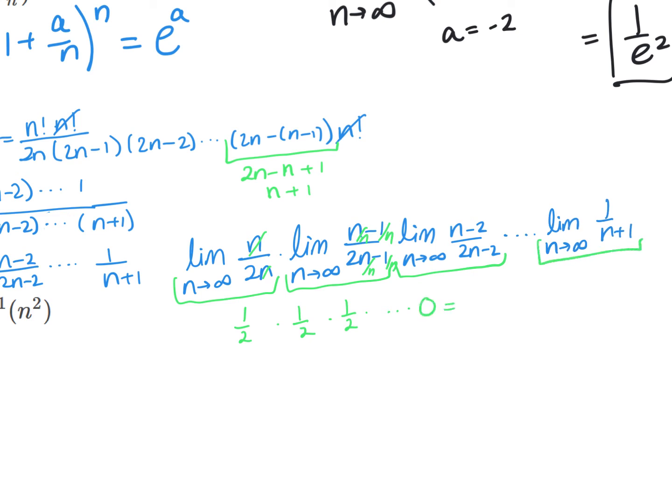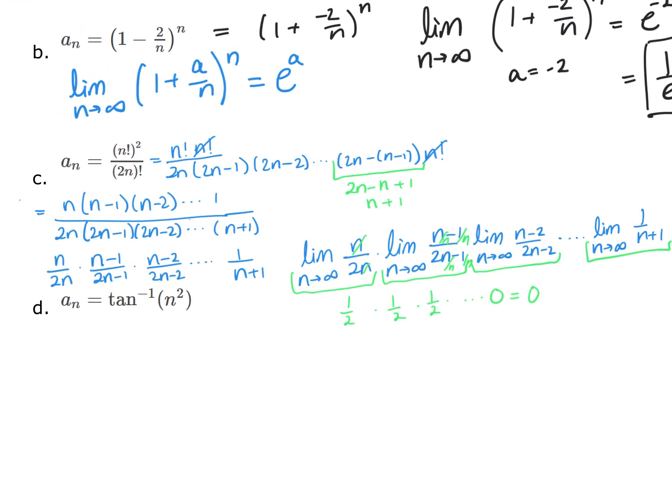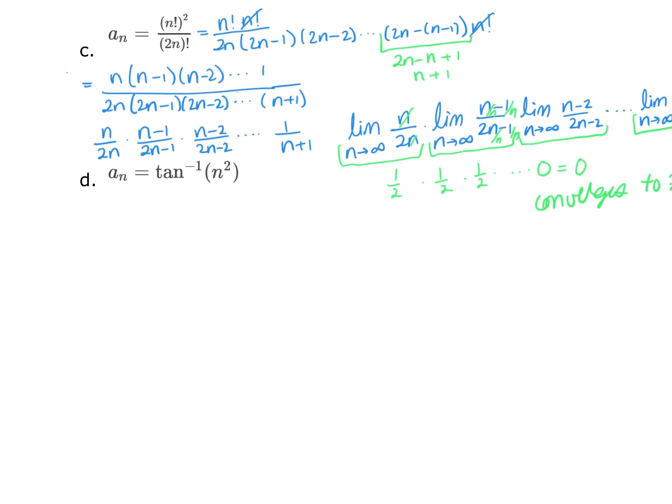Now I may get zeros before that, doesn't matter. A whole bunch of numbers times 0 is still 0. So this function does converge, and it converges to 0. All right, last example.